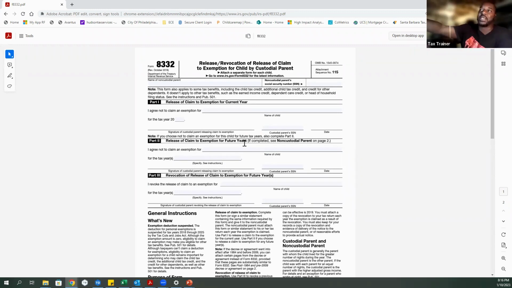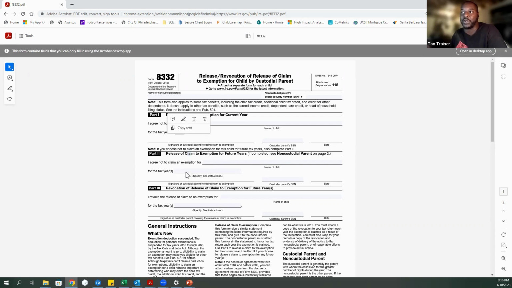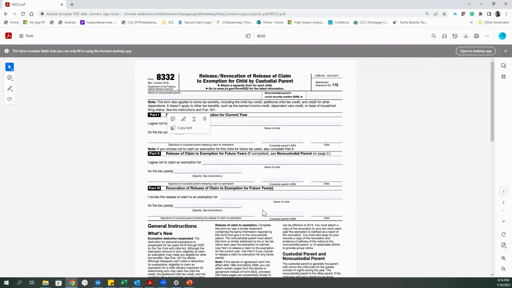I'm releasing the exemption to the non-custodial parent, they call it. And in part 2, I can say release claims for future years. So I can say for tax years ending that are odd, every odd year, you can claim the child. That's every other year.